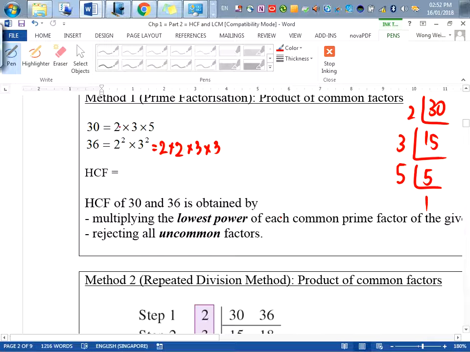Let me compare. Between 30 and 36, which are the common factors? We just take out only those that are common. For example, this 2 over here and this 2. They are common, right? Let's take it out. So my highest common factor will be 2 times. What else is common? 3. Then that's it. Answer 6. Easy? Can follow? What about all these 5 and the remaining 2, remaining 3 and this 5 over here? Don't care. They are not part of my highest common factor. I only take out what is common. Okay?